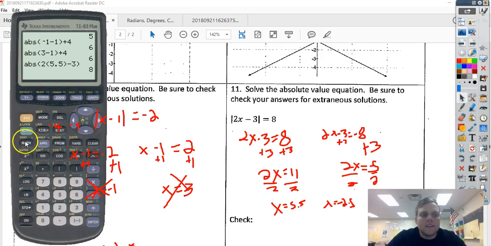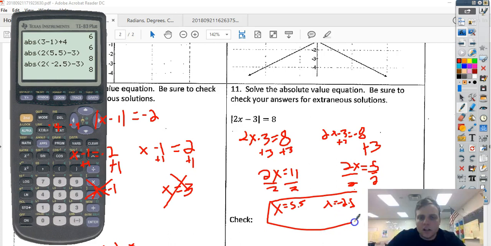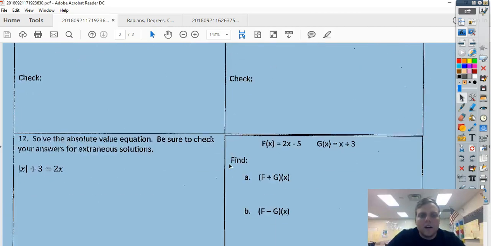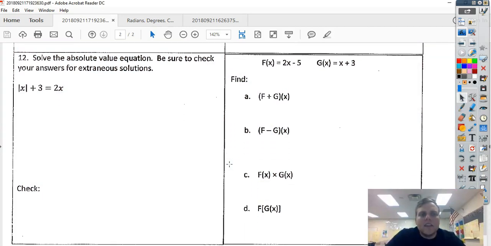So now we're going to check the same thing, but this time we're going to use -2.5. So 2 times -2.5 minus 3. Press enter, and I get 8 again. So they both work. They're both good answers. Neither one of them were extraneous this time. Alright? Okay, go try number 12. See if you can do number 12 without me. Alright, so pause this video and then unpause it after you've finished number 12.